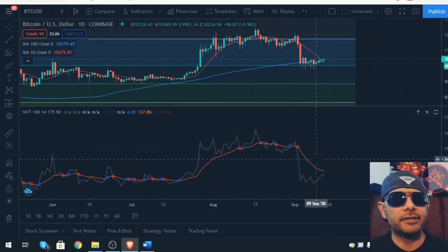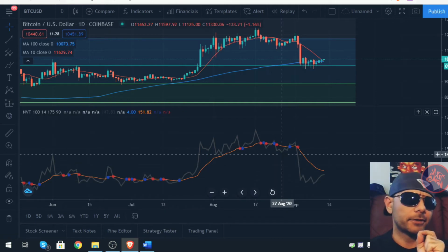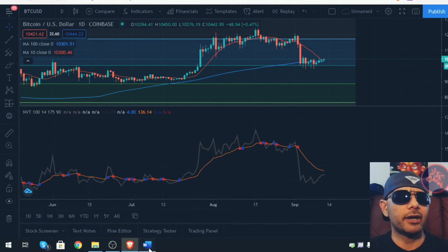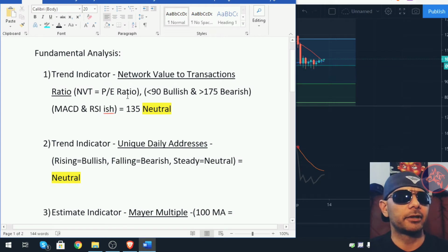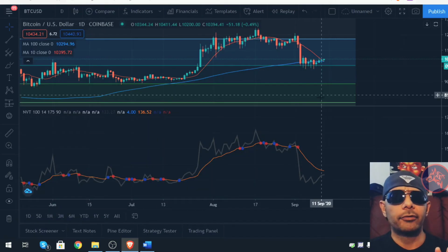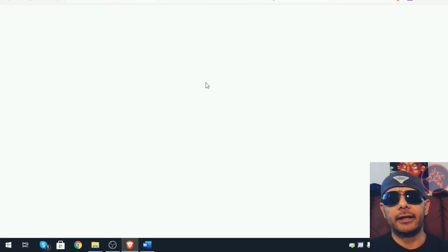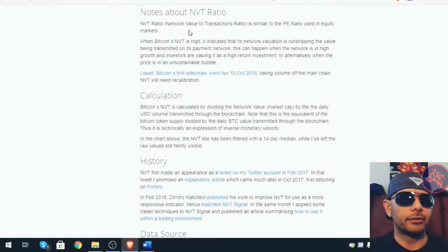But I don't use this fundamental for that because it's not a MACD. It doesn't work off convergence divergence moving average. So keep that in mind. So that's why I have this set up for you guys for fundamental analysis. Let's just say it's neutral, all right? And we're going to go from there and then move forward into the next indicator, fundamental thing. So that's the NVT ratio.